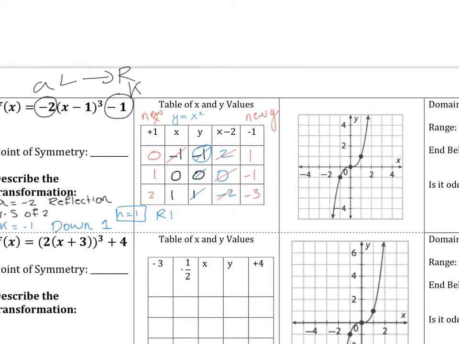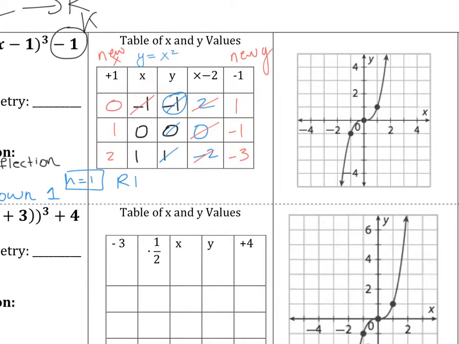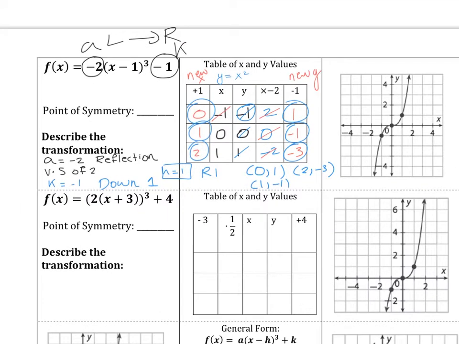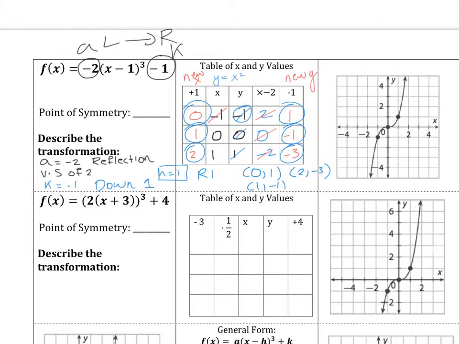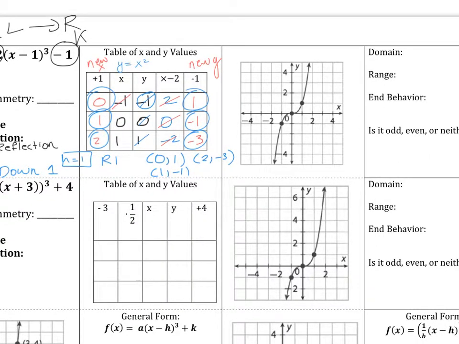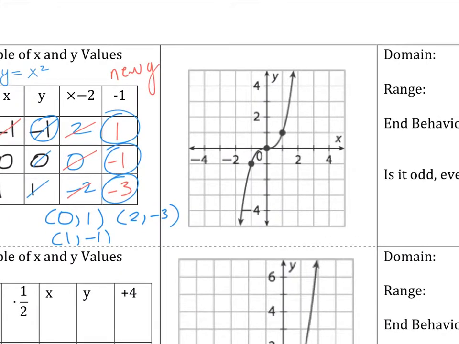Okay? So my new points that are going to be on this transformed graph are going to be 0, 1, 1, -1, and 2, -3. So 0, 1, that's the first point, 1, -1, and 2, -3. So that's how you can find the new points using the transformed table. Is there another method? You bet, and I will show you what the second method is in a minute. Now let's start plotting these points. So 0, 1, that's my first point. 2, -3, that's my second point. And 1, -1.